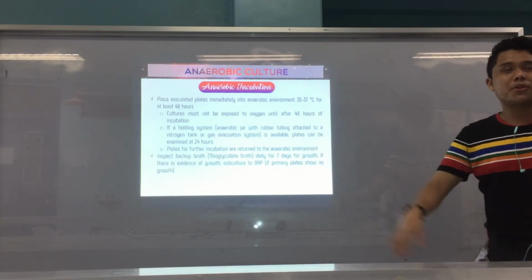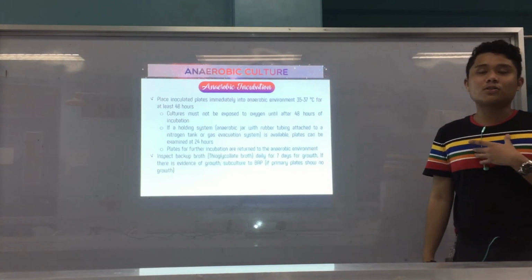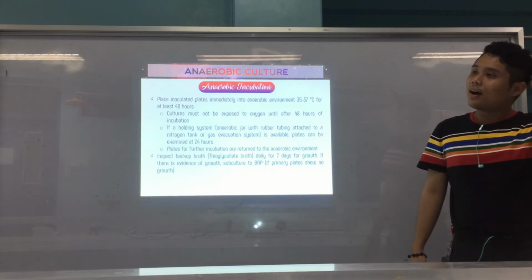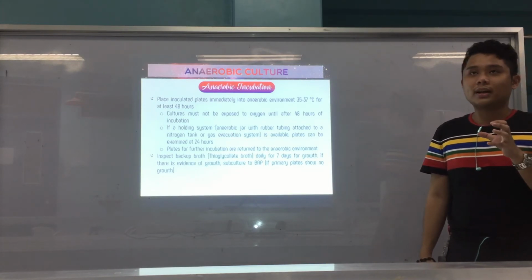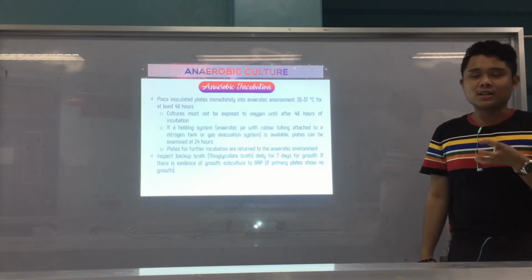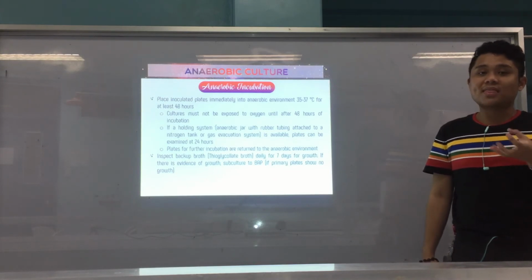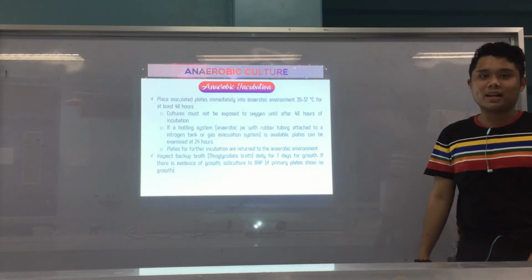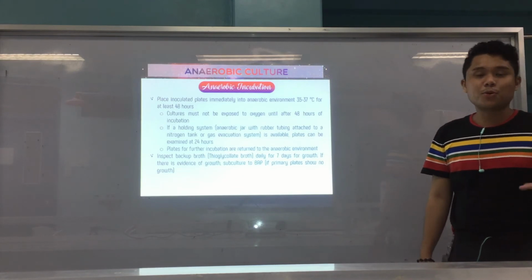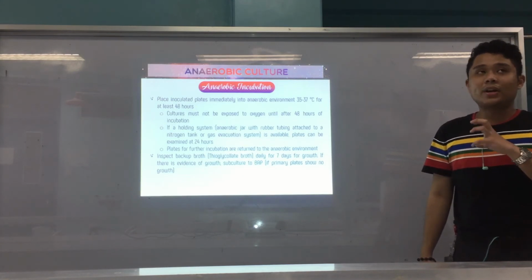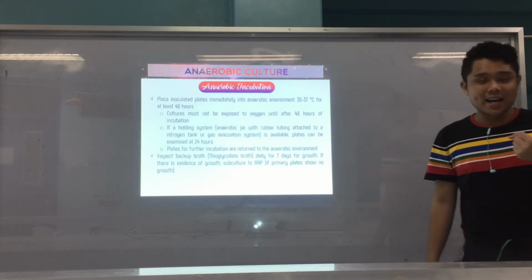And naay backup broth. Usually, example, nakatry ko sa amo sa Soto, CSF. When we receive CSF samples for culture, naay backup broth na thio. Okay? Thio broth yun, usually, ang CSF. So, or mga body fluids, mga sterile body fluids.